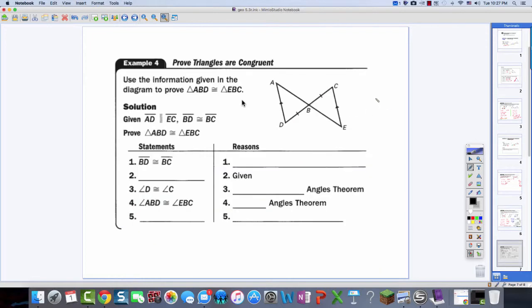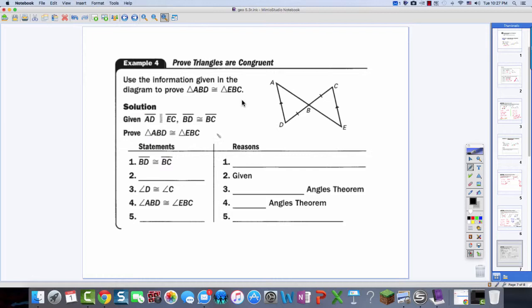Here, this is exactly the same thing, but this time we're asked to state reasons. For proofs, it's really hard. I'm going to try not to include it in the exams, but you should be able to follow where your lecture is. Okay? Use the information to prove that two triangles are congruent.